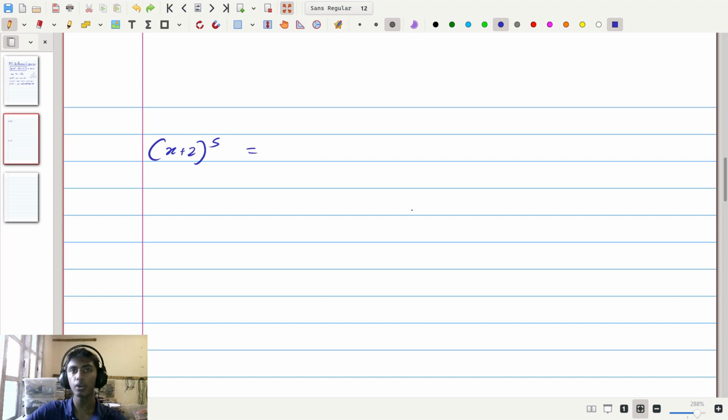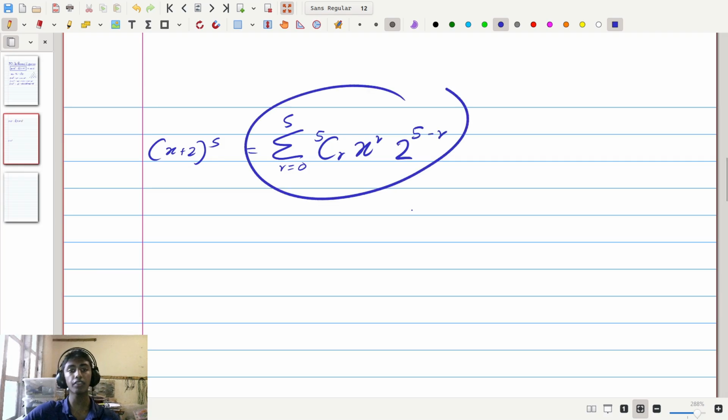Now what we can do is apply the binomial expansion to this and write that this is the sum from r equals 0 up to n, which in this case is up to 5, of n choose r, which is 5 choose r, times a to the power of r, so that's x to the power of r, times b to the power of n minus r, and b is 2, so 2 to the power of n minus r, where n is 5, so 5 minus r. That is the first thing you're expected to do, so substitute.